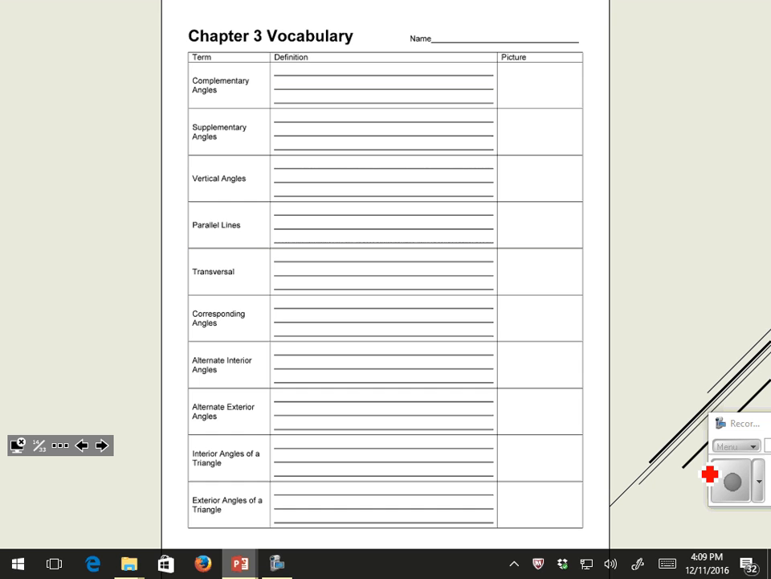So, you should have done all the vocabulary and drawn the pictures for all the vocabulary words I'm checking off right now. You should have done complementary angles, supplementary angles, vertical angles, parallel lines, transversal, corresponding angles, alternate interior angles, alternate exterior angles. You should have written all those vocabulary words in that white worksheet. Okay. You may get a pop quiz today. It is a block period. Hopefully you wrote this all down.